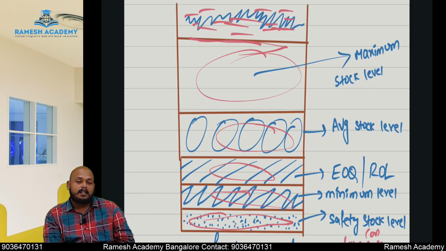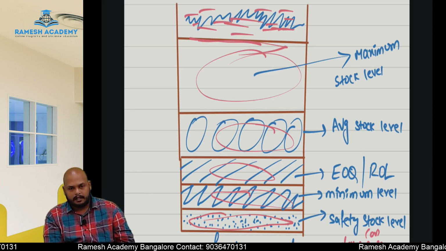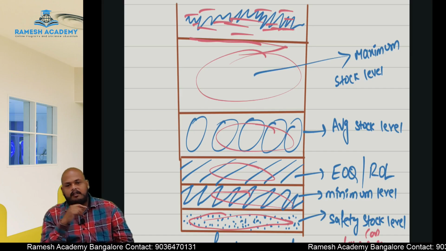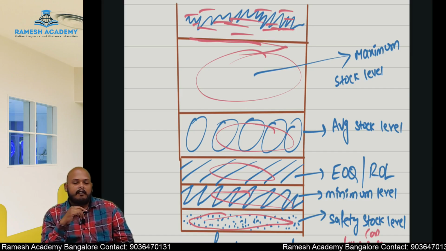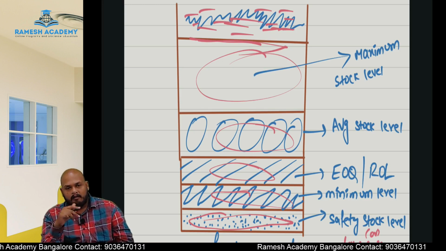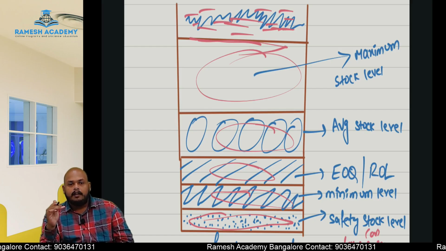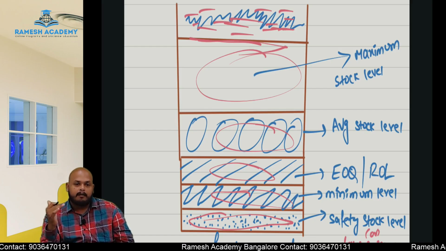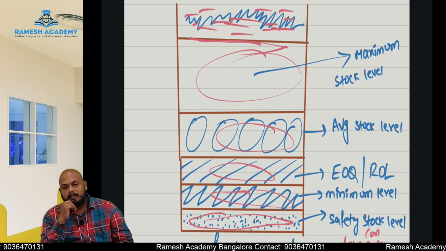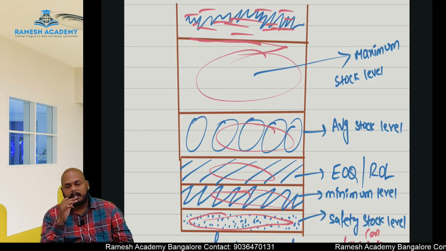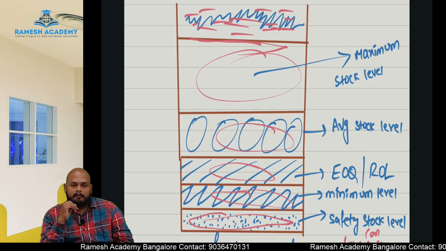If a business organization is maintaining stock above the maximum level, what are the consequences the organization has to face? Consequence number one: working capital will be unnecessarily blocked. Why? Because the maximum level is the highest level. Maintaining stock above it means we are unnecessarily blocking our working capital in that material investment.